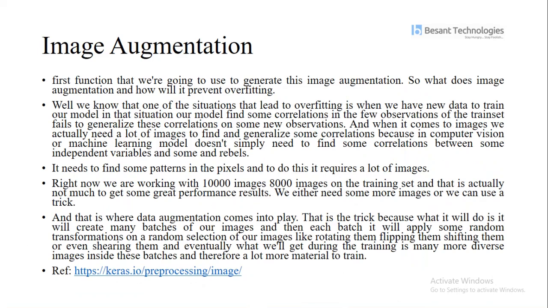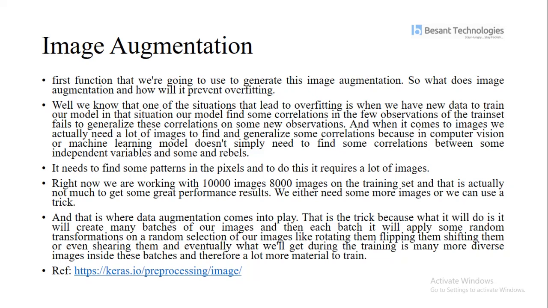So now we need to start with image augmentation. The first function we are going to use to generate this image augmentation is about how to prevent overfitting. We know that in each situation where we have new data to train our model, it will find some correlation. In a few observations of our training data set, it will generalize some correlation to new observations. When one image is coming, we need to make a better correlation to perform our computer vision or machine learning. So to make independent variables and labels, we need to find a lot of image patterns.